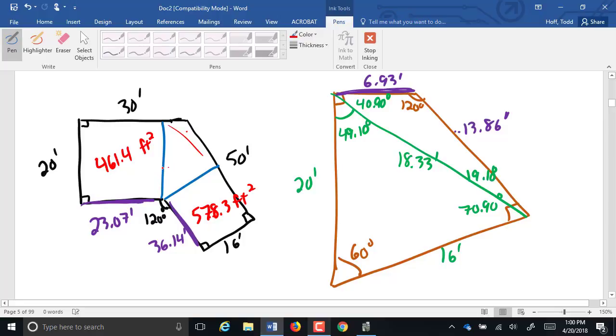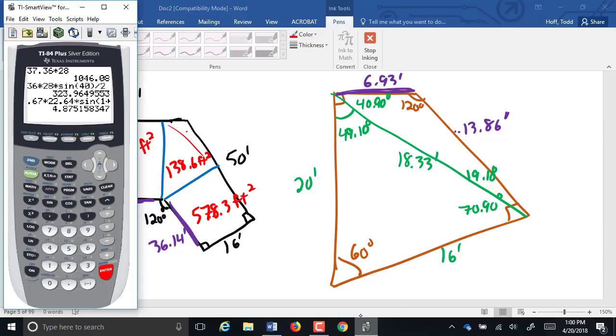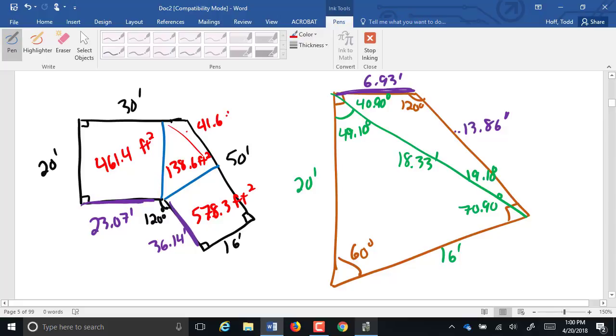What's the bigger one? Okay, I'll give you a second to do the little one quick. Puncher, and it's just going to be 6.93 times 13.86 times sine of 120 divided by 2. 41.6. So if we add those all up, we get, what, 503, 641.6, 1219.9, looks right, square feet.